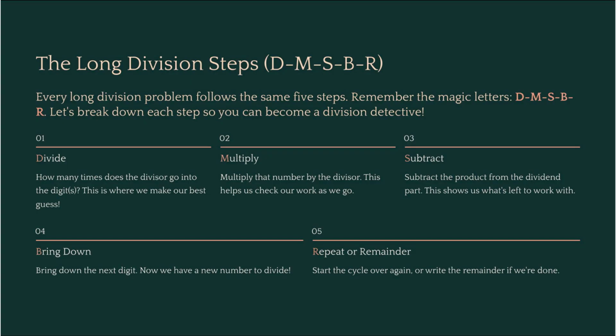The standard algorithm is just a repeating cycle of steps. D, M, S, B, R. Divide the divisor into the number. Multiply your quotient digit by the divisor. Subtract that product from the number you divided. Bring down the next digit from the dividend. And then you repeat the process until you run out of digits or you write the remainder. Memorizing DMSBR is the secret to successful long division.